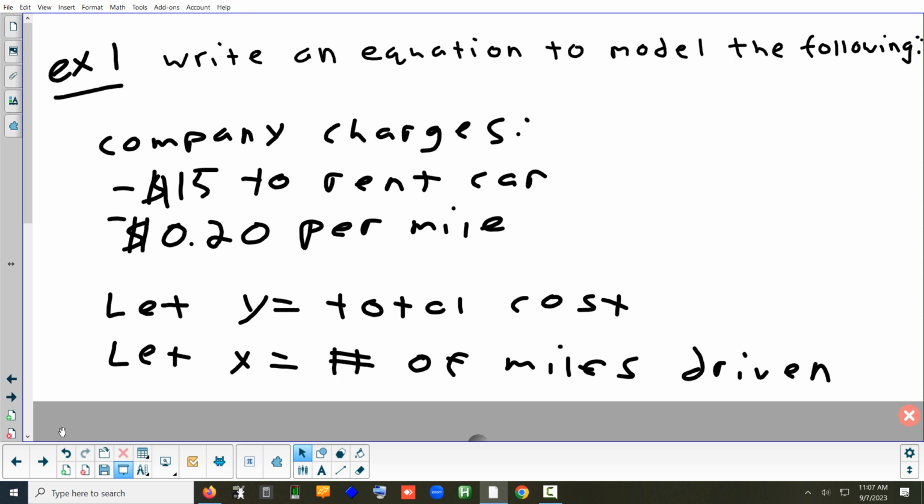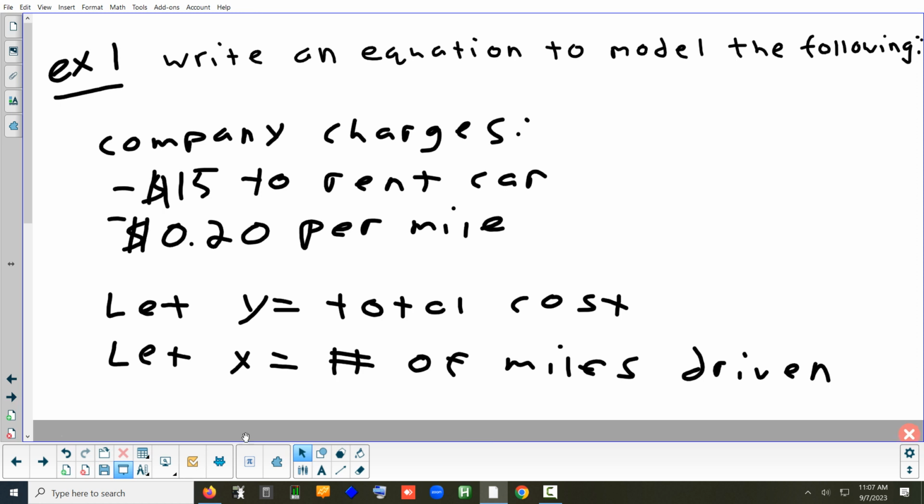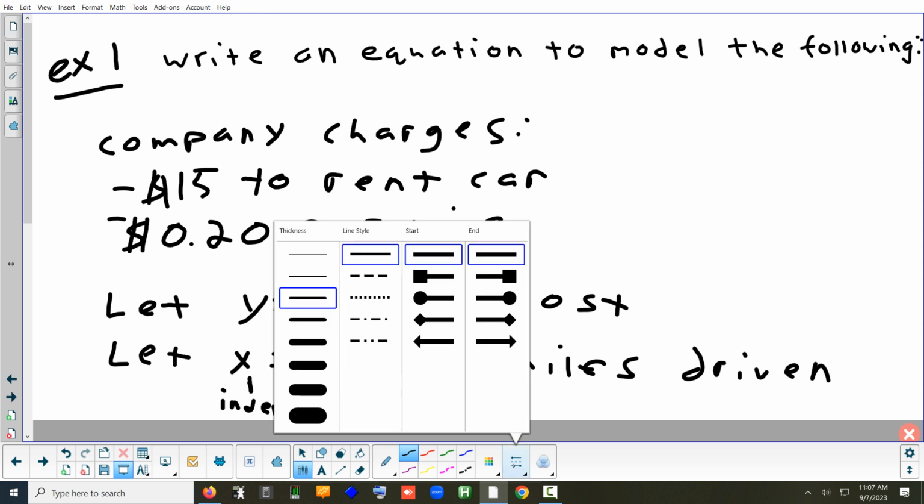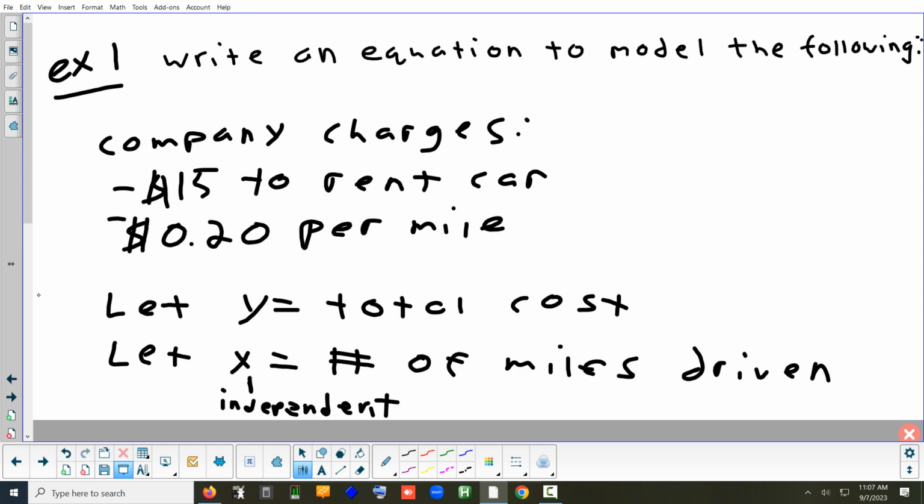Generally, when we have a problem with two variables, we will use x and y. We're going to do some graphing, so it makes even more sense to use x and y. We're going to talk about this a little bit later, but x is called your independent variable. And y is called the dependent variable.